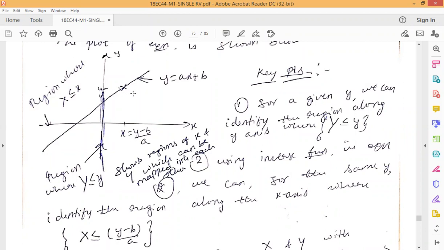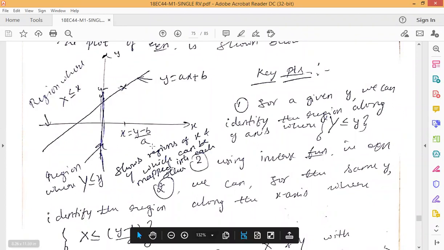As we have also seen, we have the inverse function x is equal to (y minus b) by a. Whatever the values of y are given, for example, if you take the value of y is equal to 1, then for the same value of y equal to 1, using the inverse function, we'll be able to identify the region along the x-axis where capital X will be less than or equal to (y minus b) by a. You need to remember these points.